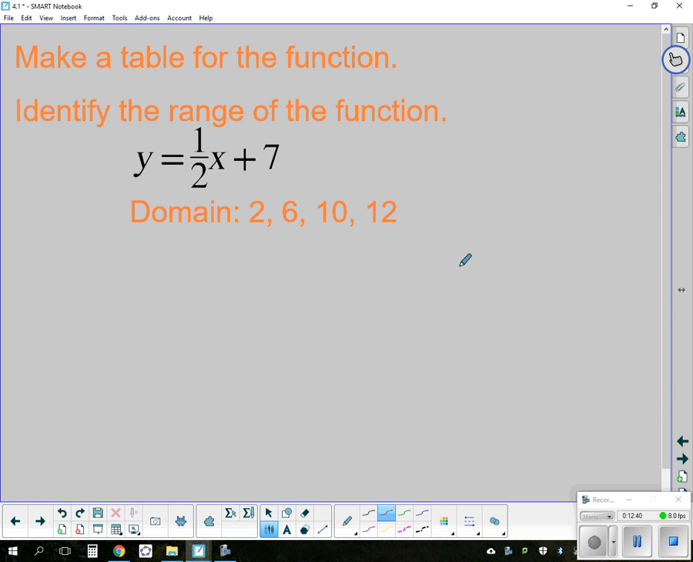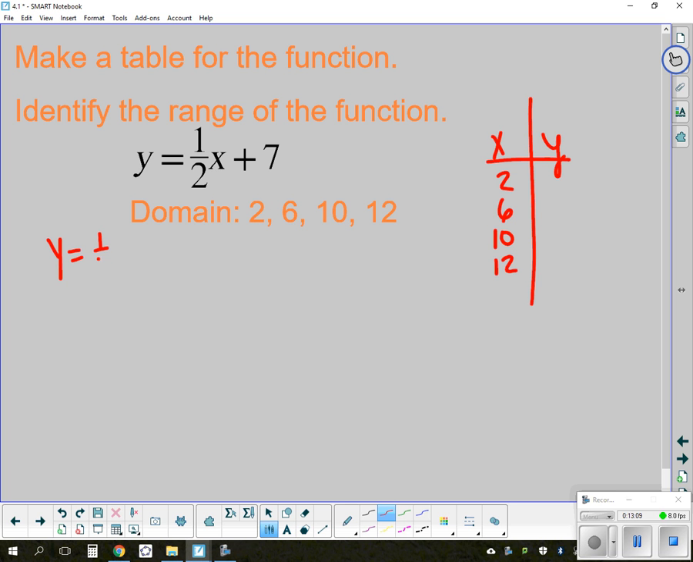Okay, make a table for the function. Identify the range of the function. So here's our function. We want to make a table for it, so x and y, but they've given us our domain. Is domain x or y? It's x. So 2, 6, 10, and 12 are going to be our x values. And then to find your y's, you're going to do what? Plug in those for your x's.